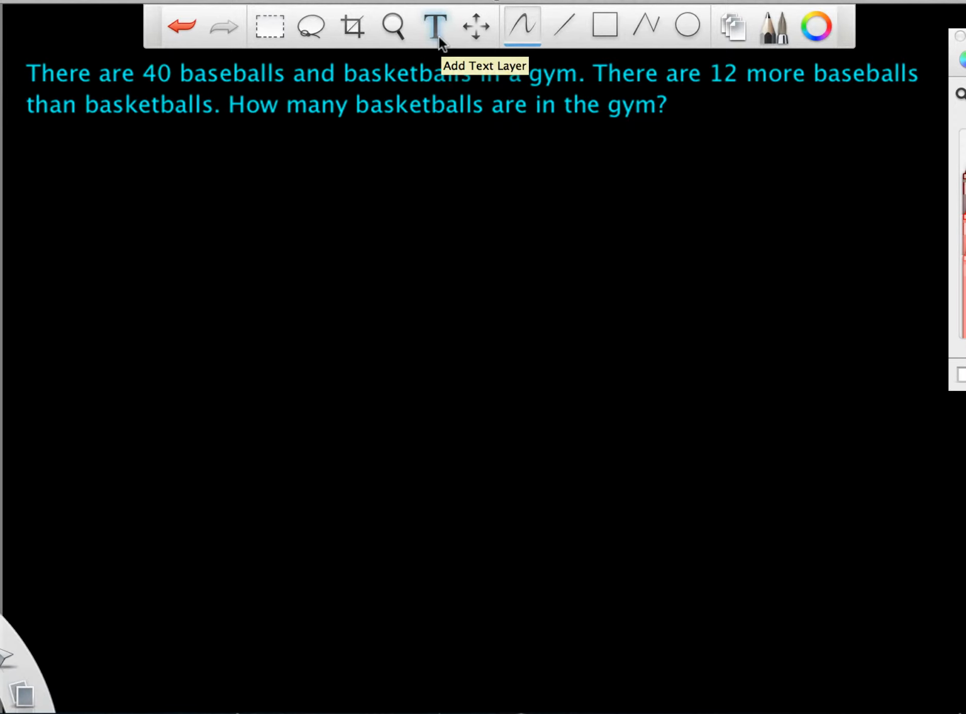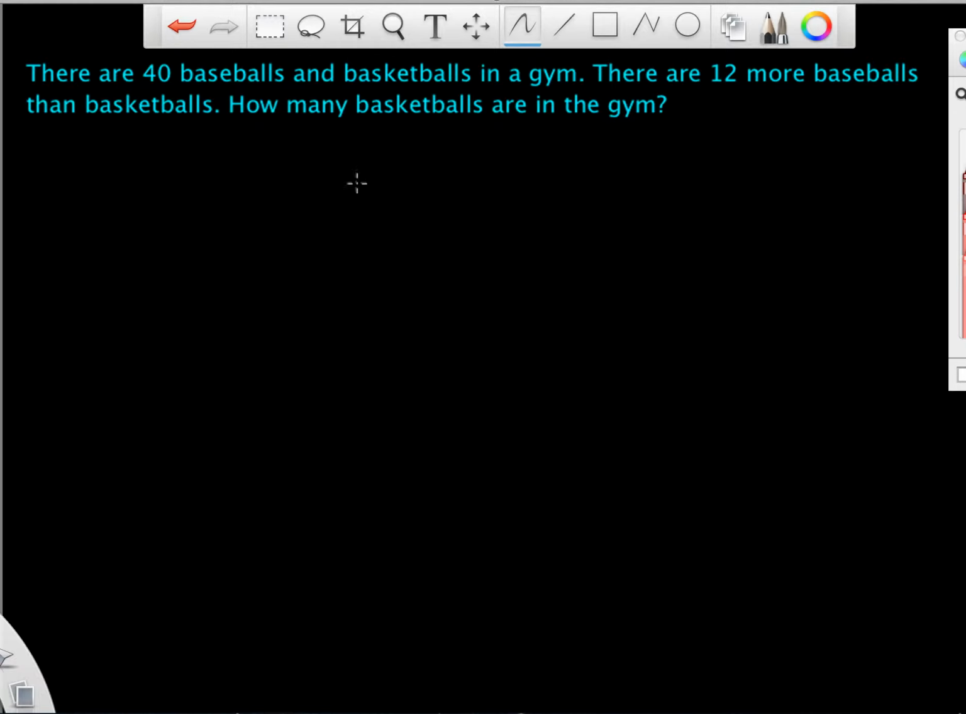Okay, let's take a look at our math problem that we have today, and we're going to use our Singapore math steps to solve this. There are 40 baseballs and basketballs in a gym. There are 12 more baseballs than basketballs. How many basketballs are in the gym? Let's take a look at that question.